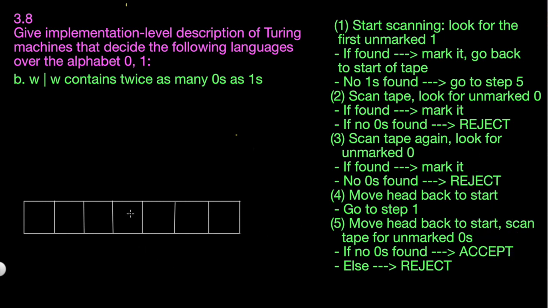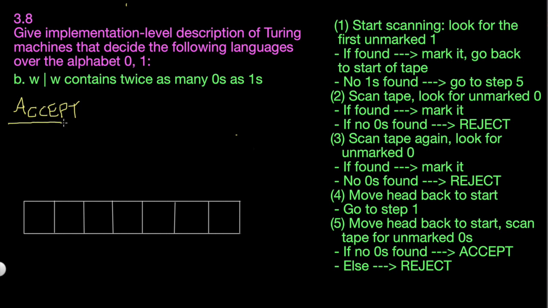There we go. So for part B in the problem, we need to give implementation level description of Turing machines that decide the following languages over the alphabet 0 and 1. So for part B, our language is W, such that W contains twice as many zeros as ones. So the first thing we should do is think about what kind of strings the Turing machine will accept and which ones it'll reject. So let's write down the language that it'll accept, and then the language that it'll reject. So twice as many zeros as ones.